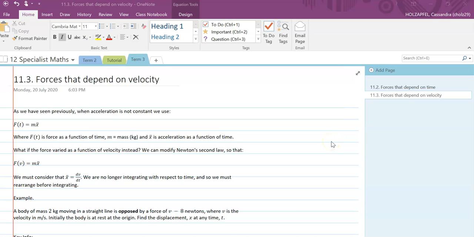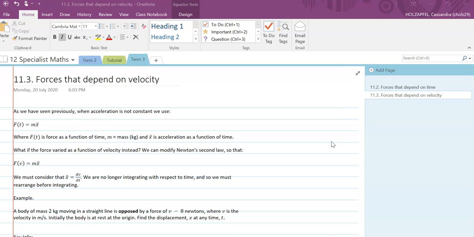Today we're going to be looking at forces that depend on velocity. So previously we've looked at forces that depend on time, and we knew that when we were looking at these forces that acceleration was not constant. So we've got a similar concept here, but instead of force being a function of time, we're actually going to have force as a function of velocity.